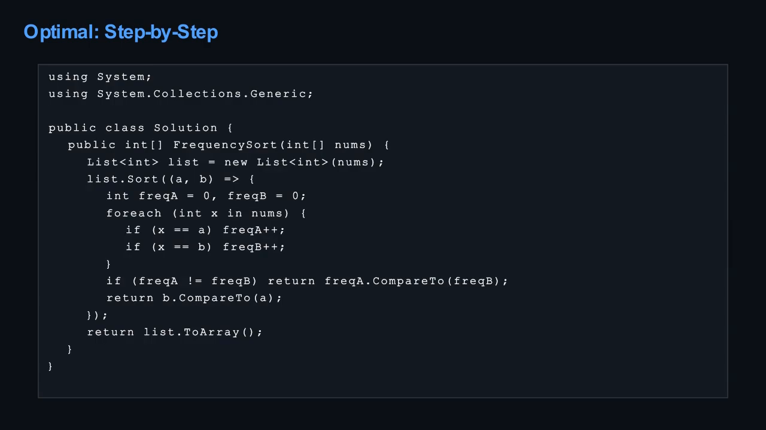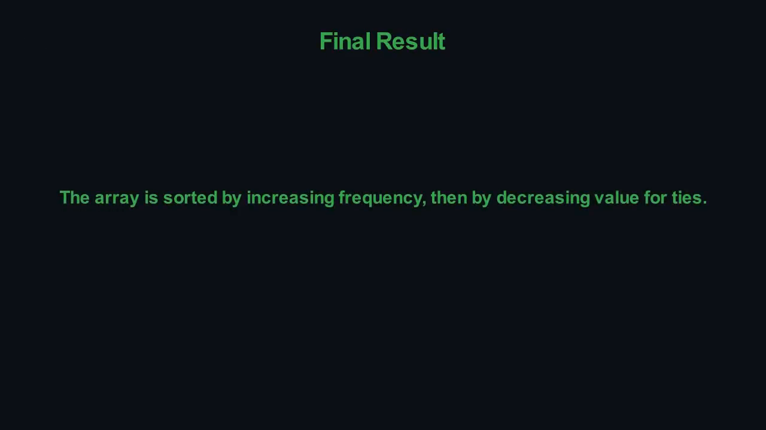After all comparisons, the list becomes 3, 1, 1, 2, 2, 2. The final result for the input 1, 1, 2, 2, 2, 3 is 3, 1, 1, 2, 2, 2. This is correct because 3 has the lowest frequency of 1, followed by 1 with frequency 2, and then 2 with frequency 3. The two 1's and three 2's maintain their relative order by value.